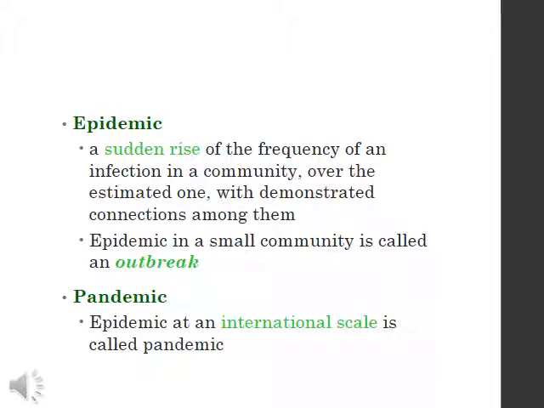What are epidemics? Epidemics are those infections which show a sudden rise in the frequency of an infection in a community over the estimated one. We demonstrated connection among them. An epidemic in a small community is called an outbreak. What is an epidemic? Epidemic means there was a disease, but suddenly its frequency and its cases increased so much, then we say it's an epidemic. And sometimes they get out of control, like dengue in 2011 and 2012 was an epidemic, because the cases suddenly rose very high.